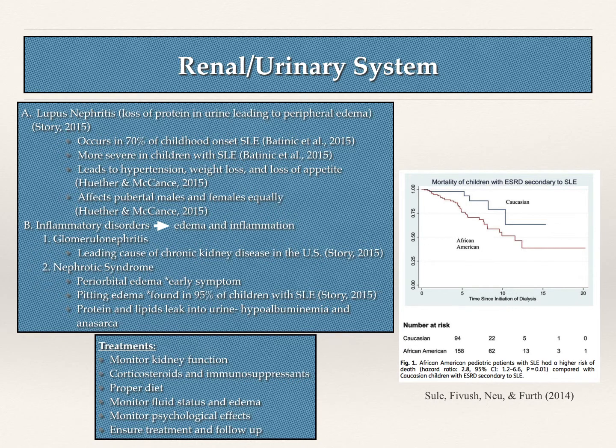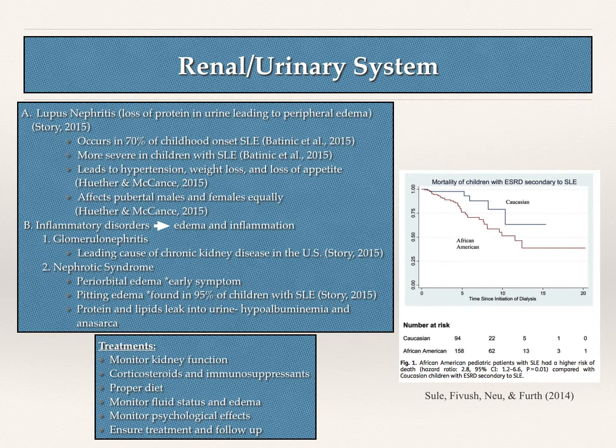Renal and the urinary system. The kidneys are affected very significantly as well. There's lupus nephritis, which occurs in 70% of all children with lupus. It is more severe in children with lupus. This leads to hypertension, weight loss, and loss of appetite. It affects boys and girls equally. There are also inflammatory disorders, which lead to edema and inflammation.